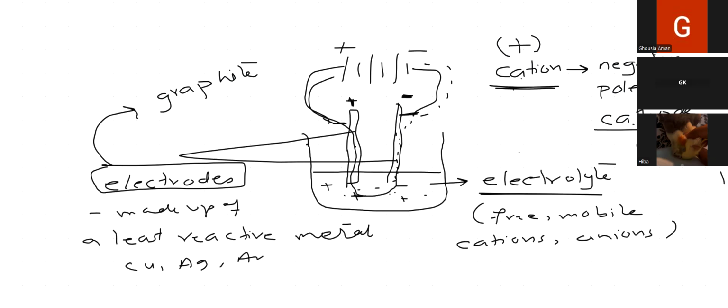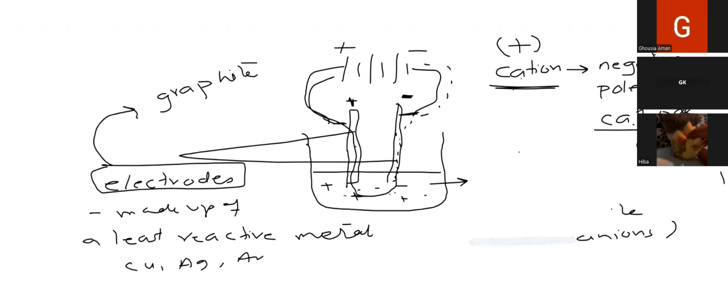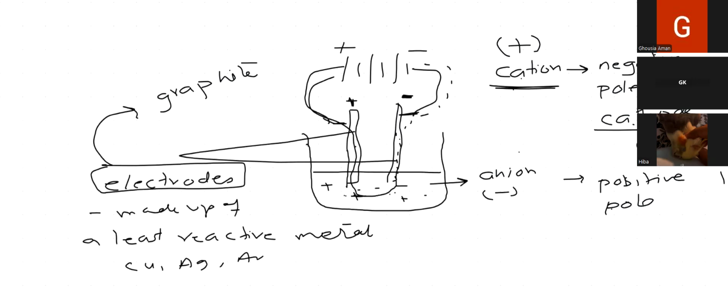Similarly, all the anions, the negatively charged particles, will be attracted towards the positive pole. So the positive pole is given the name anode. Both of them start with the letters an. Anion, anode. Cation, cathode. Cation positive, cathode is negative. Anion negative, anode is positive.